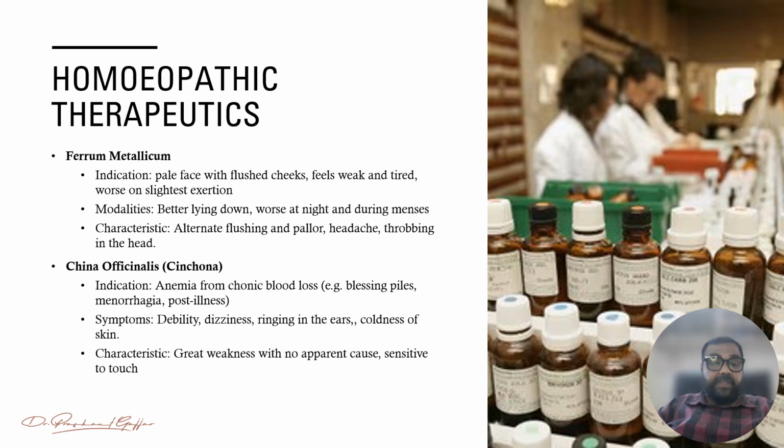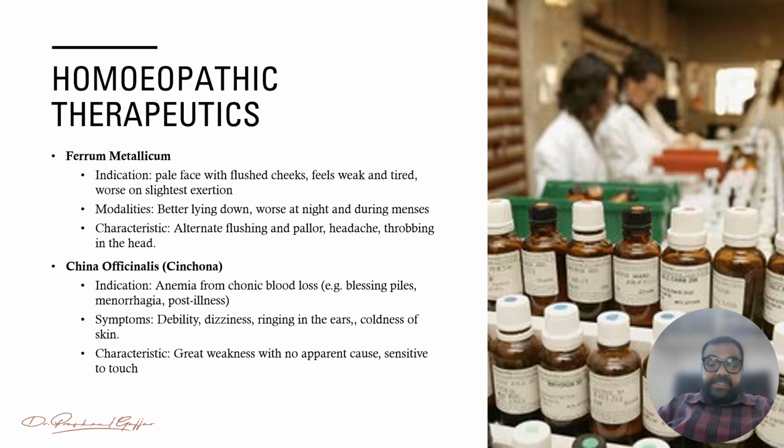Second medicine, that is China officinalis, that is Cinchona. The indication of the medicine is anemia from chronic blood loss, like bleeding piles, menorrhagia, and post illness. The symptoms we find in China are debility, dizziness, ringing in the ears, coldness of the skin. And the characteristic of Cinchona is great weakness with no apparent cause and sensitivity to touch.